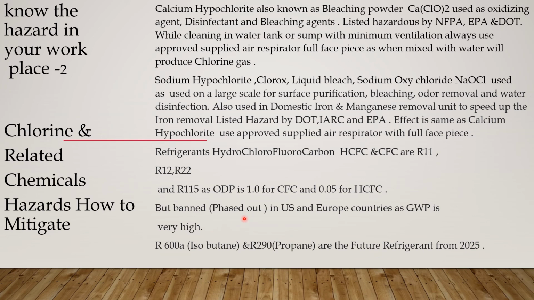Now R134A is used in refrigerators and also in air conditioning units, in domestic as well as industrial purposes. So it is in use in Gulf countries, also in India, but from 2025 onwards it will be banned worldwide. So I have to go for R600A or R290.